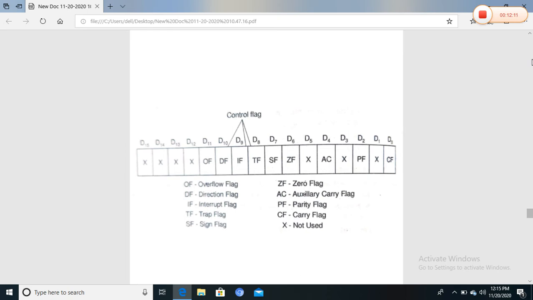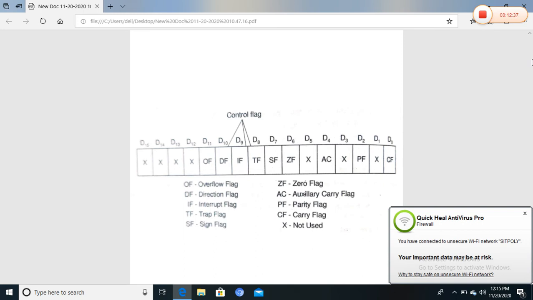Next is the parity flag. The X marks are not used bits, so they are crossed. The next flag is for the D2 bit, the parity flag. This flag is used to indicate the parity of the result. If the processor performs addition, subtraction, multiplication or division, and the result is an even number, then the parity is even parity.